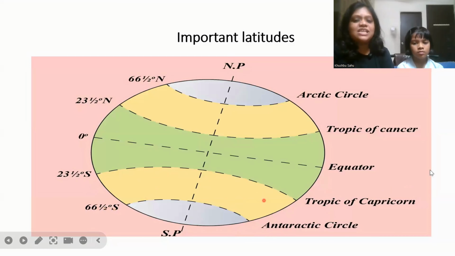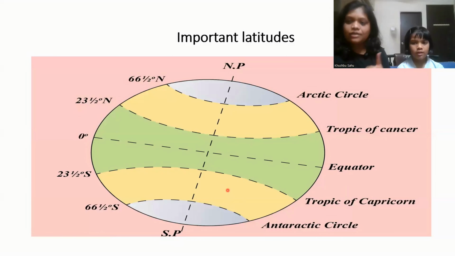What is the name of this latitude, Advika? It's the Antarctic Circle. Right. And at 90 degrees south, it is the South Pole. So please, kids, try to remember the names of these important latitudes. What are those? Equator, Tropic of Cancer, Arctic Circle, Tropic of Capricorn and Antarctic Circle. Right, North Pole and South Pole.